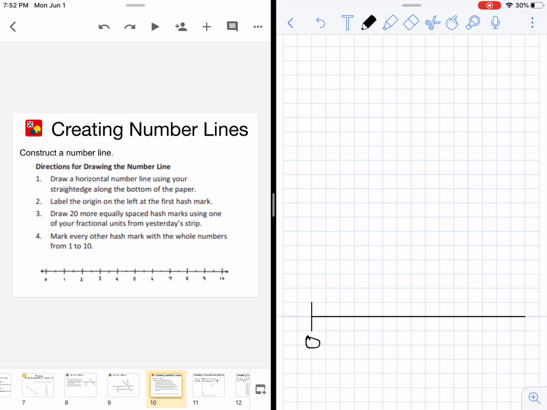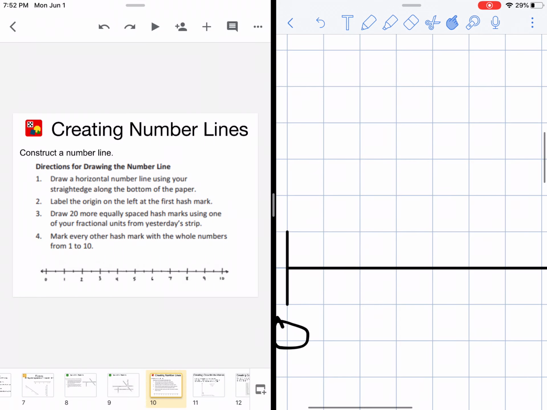Now it says draw 20 more equally spaced hash marks using one of the fractional units from yesterday's strip. Well, we don't have yesterday's strip, so what you're going to do is draw 20 more hash marks. So I'm going to draw 10, and then in the middle, I'm going to draw halves. So I have, which I'll zoom in here for you, you know what, I'm going to draw them a little smaller.